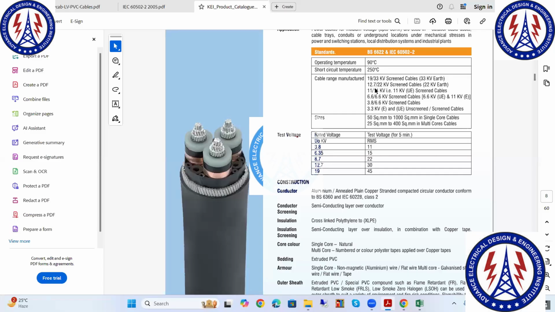Whenever it's an unearthed cable, then both will be the same, 11/11, like this. Phase to earth is equal to phase to phase. Okay.